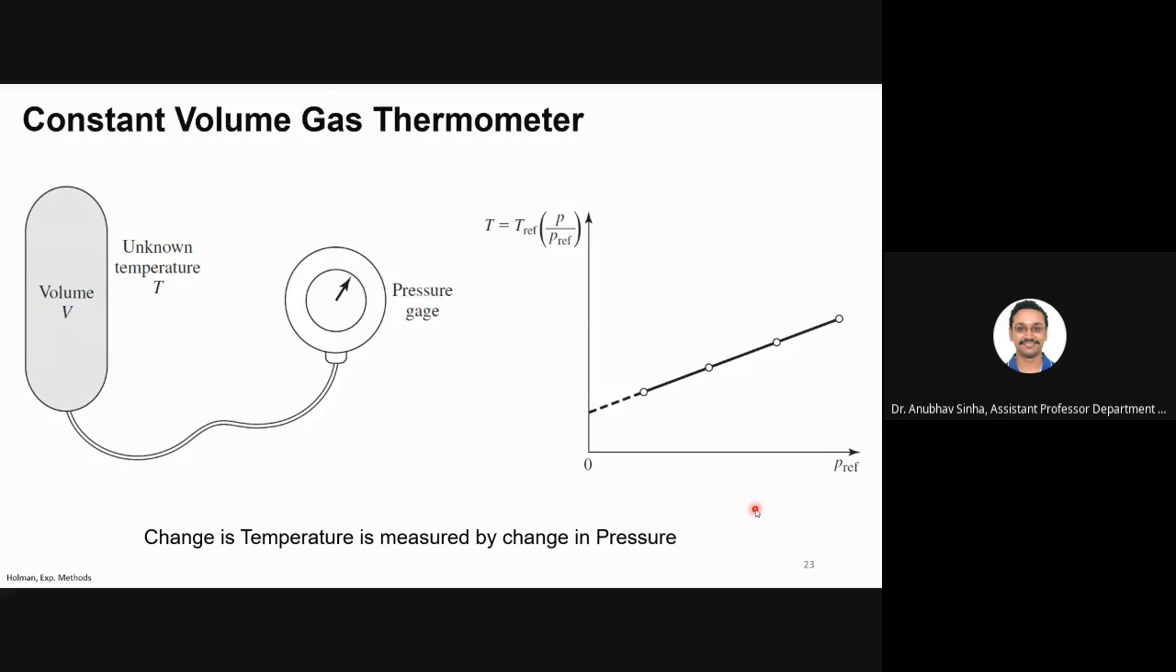Is this clear to everyone? Sir, what is the meaning of REF? Pressure REF. Reference pressure. So when we calibrate, we define some reference pressure. That is the P ref. That's it.